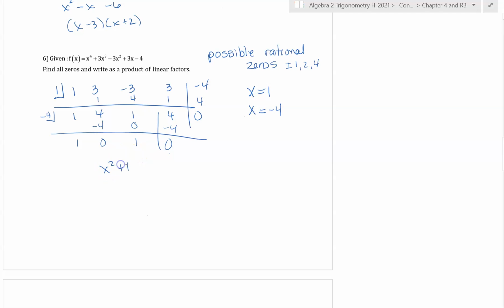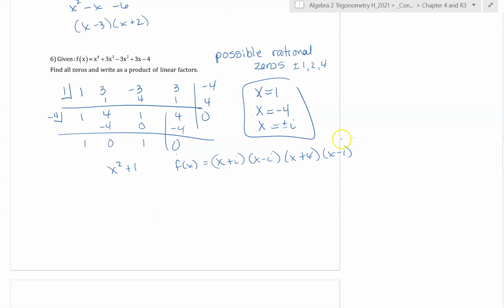this is x squared plus 1. So I know how to factor that. That's x plus i and x minus i. So my zeros are plus or minus i. Again, those complex numbers come in conjugate pairs. And x plus 4 is a factor, and x minus 1 is a factor. So I found all zeros. There are 4 of them. And I was able to write f of x as a product of linear factors.